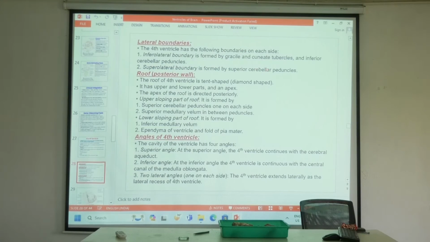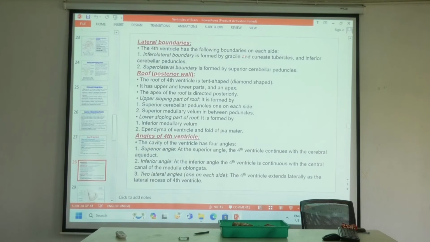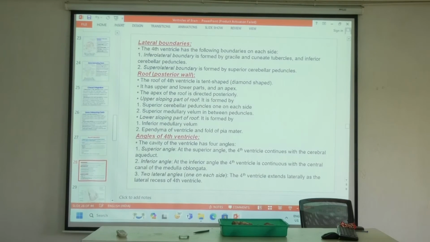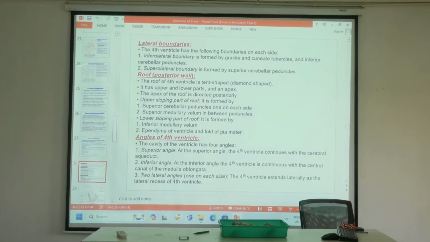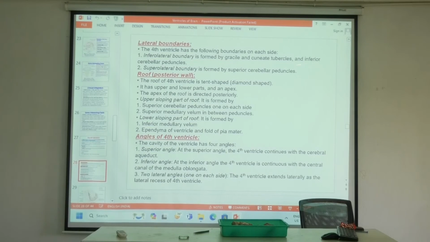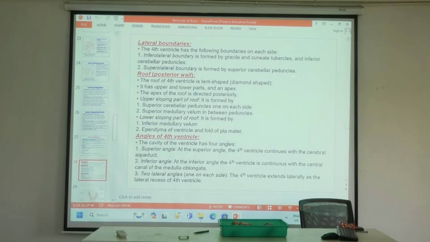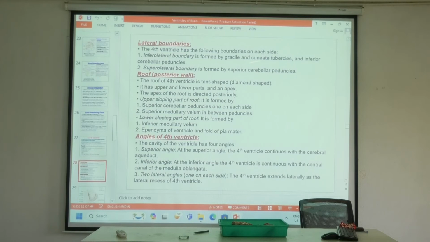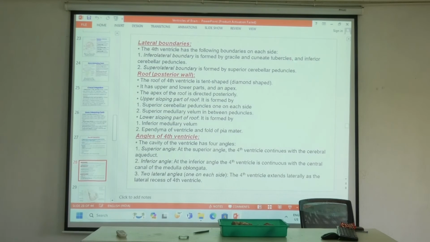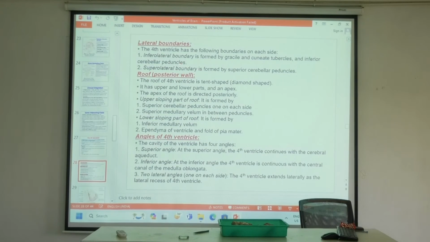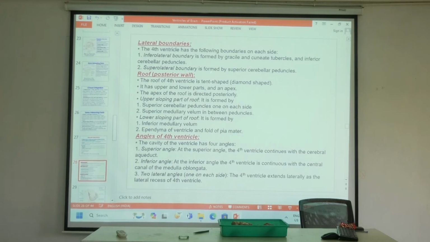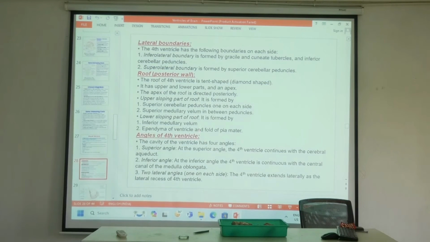First, the lateral boundaries. The fourth ventricle has these following boundaries on each side. Inferolateral boundary is formed by gracile and cuneate tubercles and inferior cerebellar peduncles. Superolateral boundary is formed by the superior cerebellar peduncles.